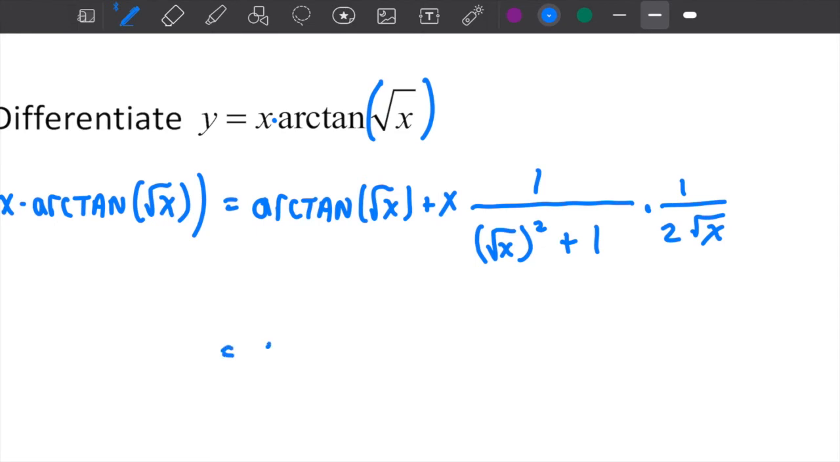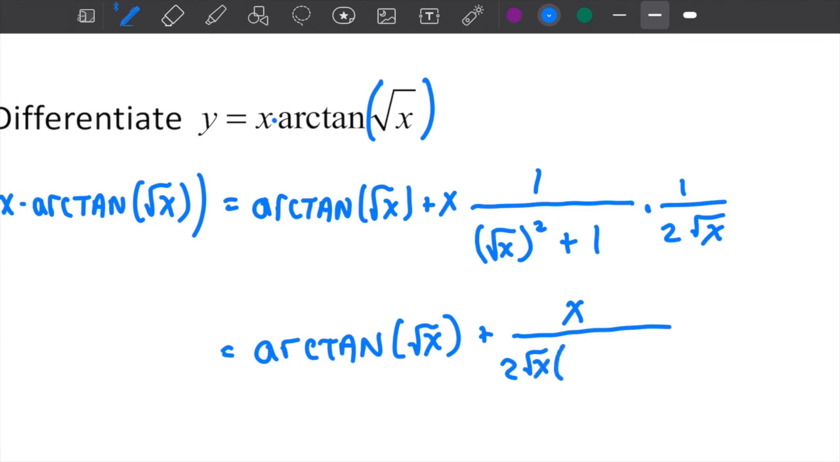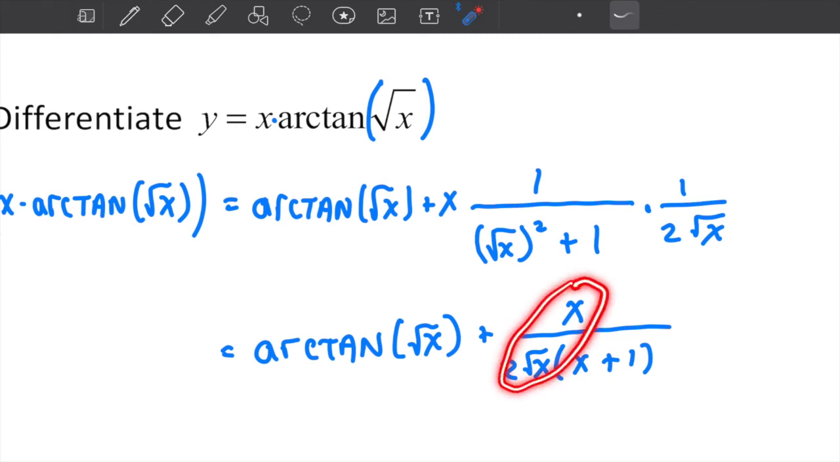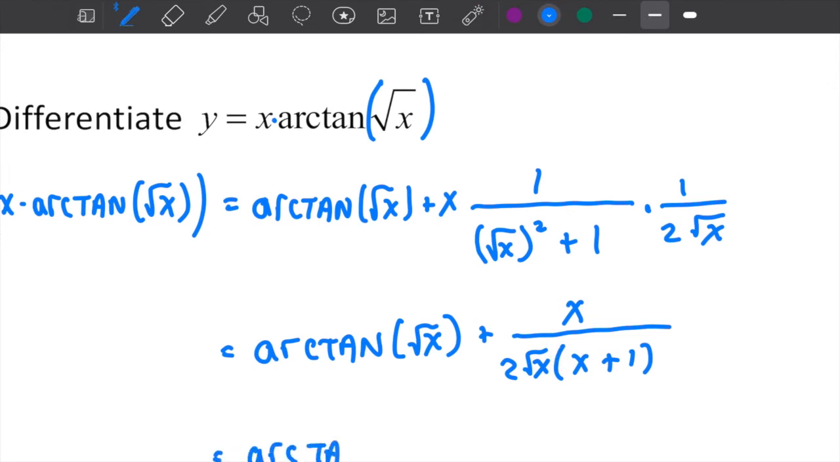Meaning, our derivative is arctan root x plus x over 2 root x multiplied by the square root of x squared plus 1. That's not x squared plus 1, because the square root squared is just x, so x plus 1. I notice that x over the square root of x is like x to the 1 over x to the 1/2. We have arctan square root of x plus square root of x over 2x plus 2. There we go.